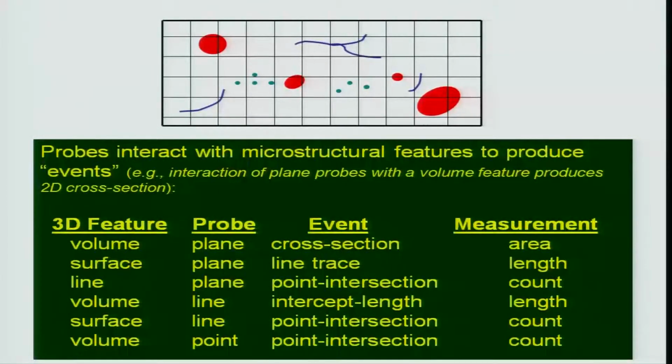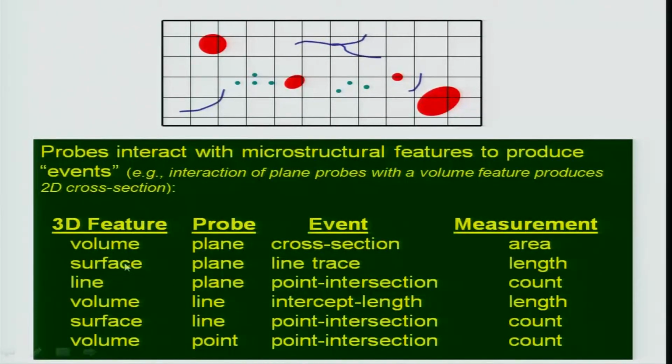what are these probes doing? Probes interact with the microstructural features to produce events. Now, these events are in the sense of probabilistic events, that is, there is a certain probability of some of these events taking place. For example, interaction of the plane probe with volume features or solid 3-dimensional particles produces a 2-dimensional cross section.